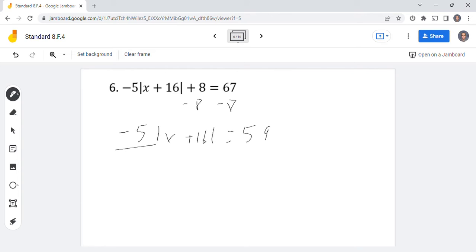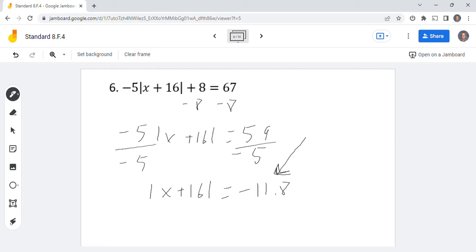We're going to divide by negative 5 on that side. We end up with the absolute value of x plus 16. That would be negative 11.8. Now at this point, we're going to take a look at this. This is a scenario where we don't have to go any farther.